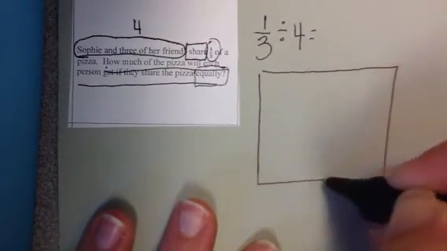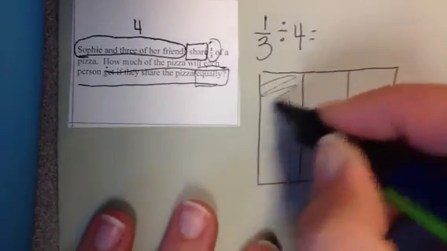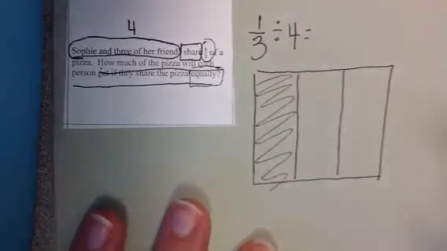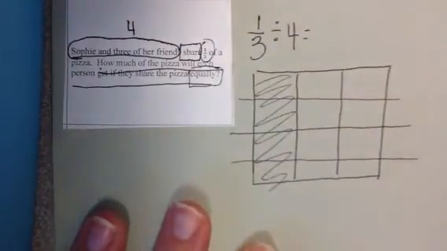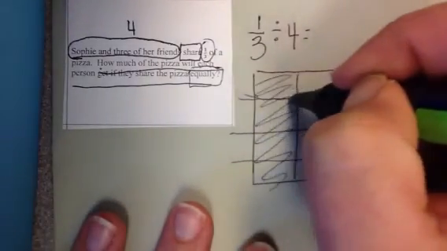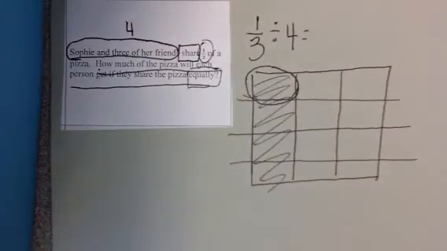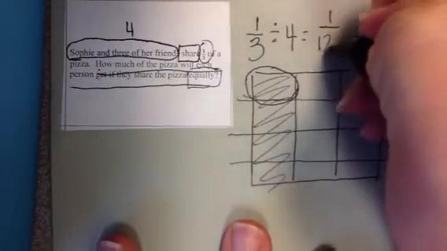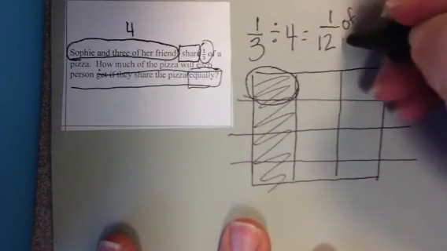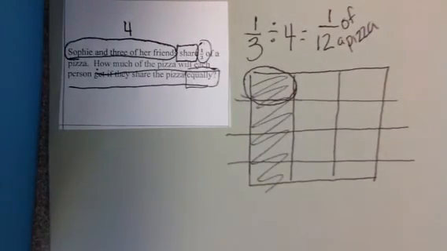So maybe today we didn't even need to pause the video since you already solved these problems before we started. 1/3, and I'm going to divide it by 4. Okay, so I get 1 of those pieces. 1 of those pieces. And those pieces are worth 12. 1/12 of a pizza.